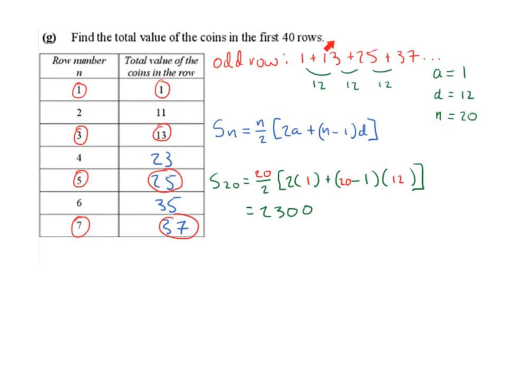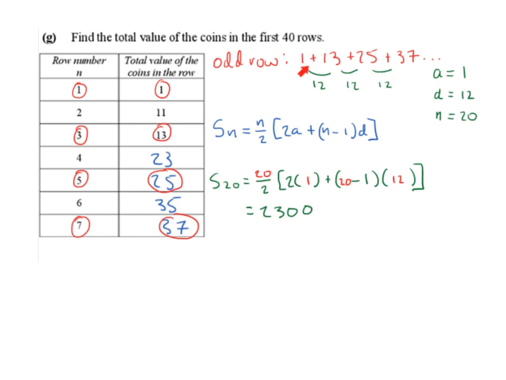Because if we're interested in the first 40 rows, half of the first 40 rows are odd, and half of 40 is 20. Now the reason why we're only focusing on the odd rows, and why we're not using the sequence of 1, 11, 13, 23, 25, 35, 37 and so on, is because this is actually not an arithmetic sequence, and we can only use this formula with an arithmetic sequence. But if we only focus in on the odd rows, we do have a constant difference. We do have a difference of 12 each time.